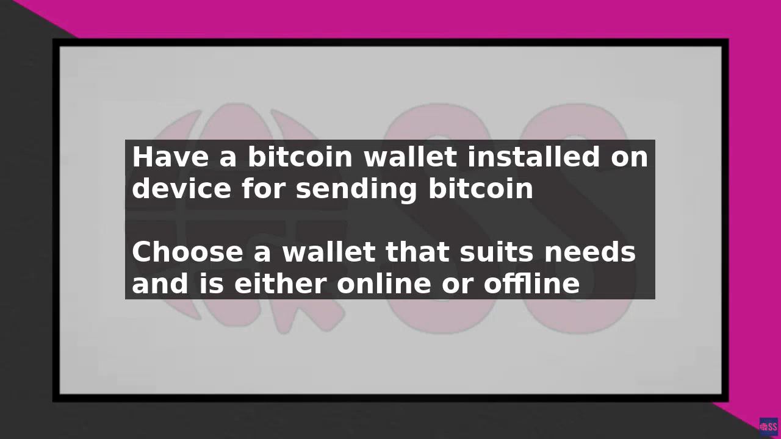Sending Bitcoin to a QR code is a straightforward process that can be completed in a few simple steps. First, you need to have a Bitcoin wallet installed on your device. Whether it is a mobile phone or a computer, there are many Bitcoin wallets available, both online and offline, so choose one that suits your needs.